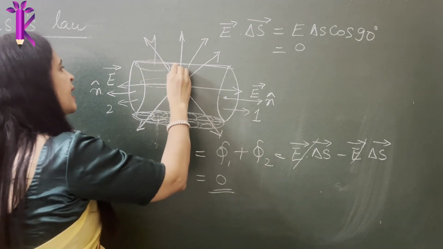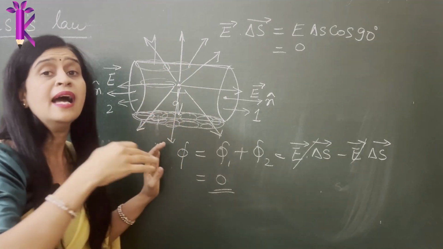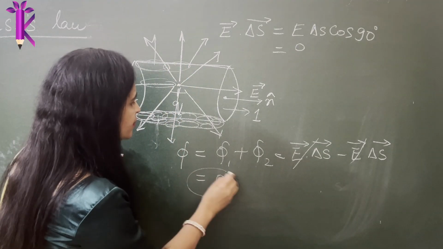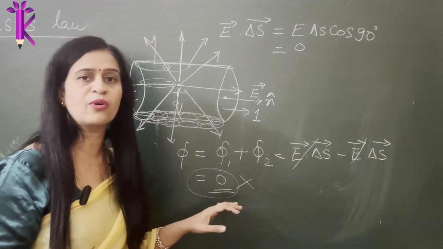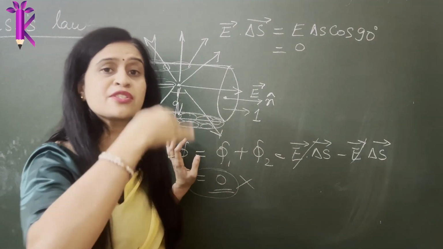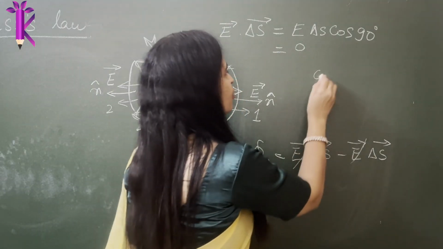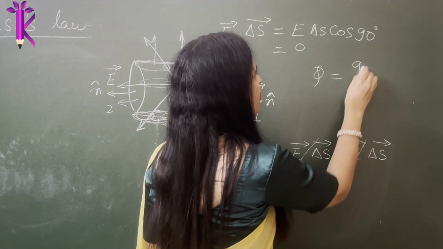They might be in the same direction. So it all depends on the angle between the area vector and the electric field. So this contradicts Gauss law. Where, for the same point charge where we had assumed a spherical Gaussian surface, you got the expression for the total electric flux to be Q by epsilon naught.